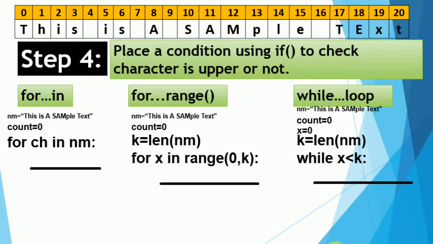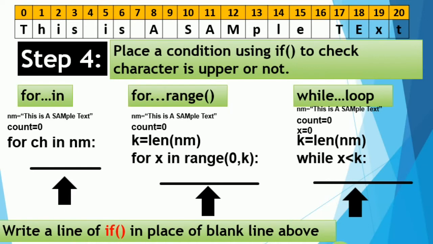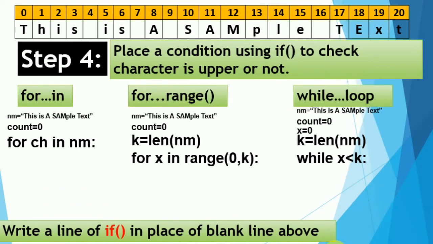Now you know that we have to fill this line with the condition. We need an if condition to check that the character stored in this ch, or in this case also nm of x, is an uppercase or not. What is the step that we needed? So we fill this blank line, and it has been filled by a line.